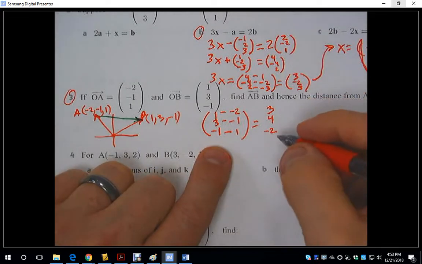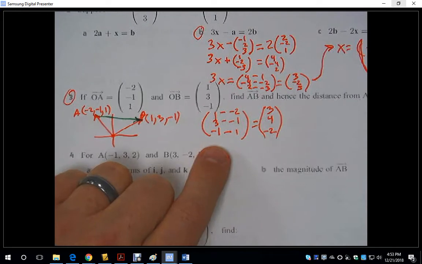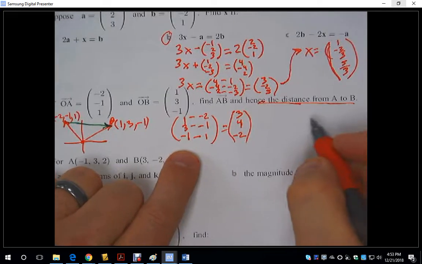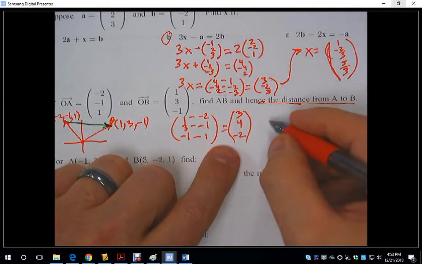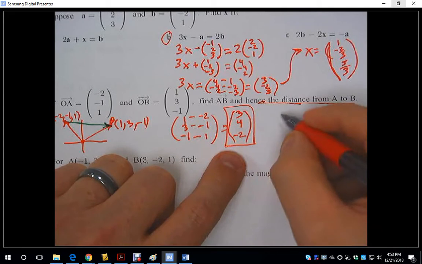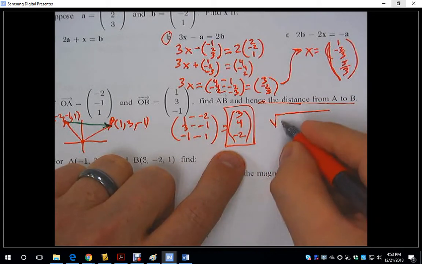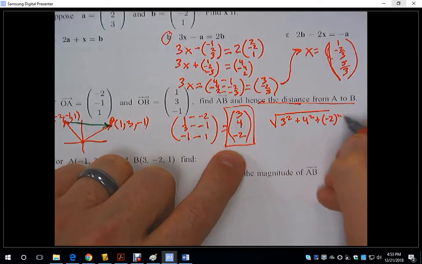So this is my vector. But here it says, hence, that I have to find the distance from A to B. Well, the distance from A to B is just the magnitude of this vector. So if I can find the magnitude of this vector, and the way we find the magnitude of the vector is by taking the square root of 3 squared plus 4 squared plus negative 2 squared.